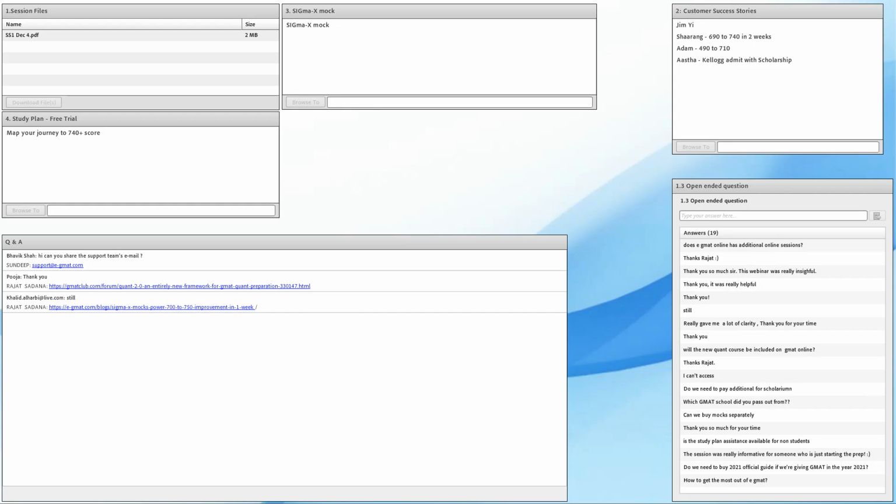Do you need to buy the official guide if you're giving GMAT in 2021? Not really. If you have 2020, you're fine.